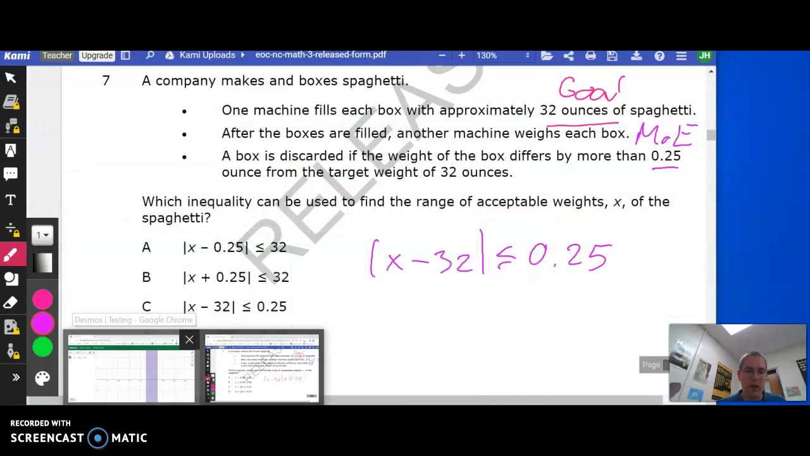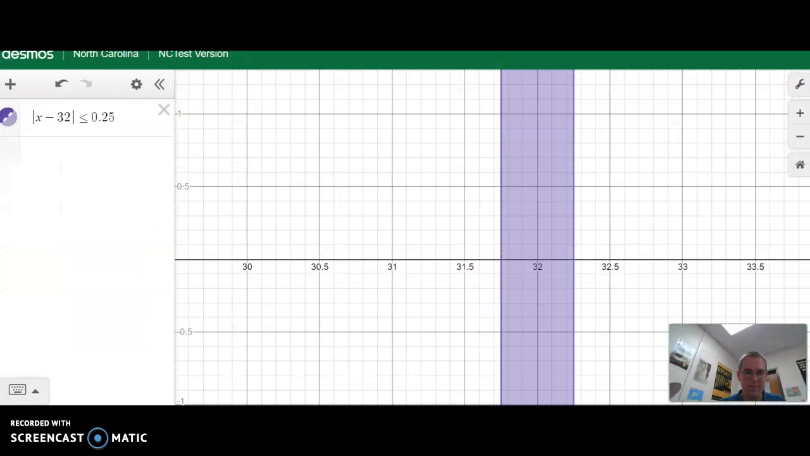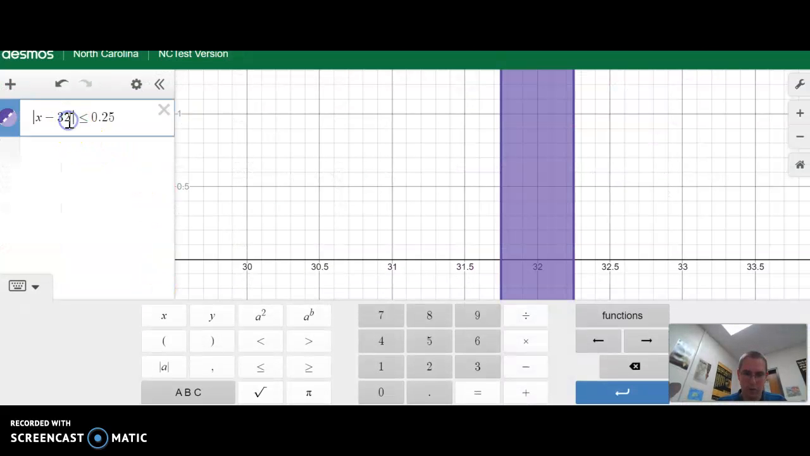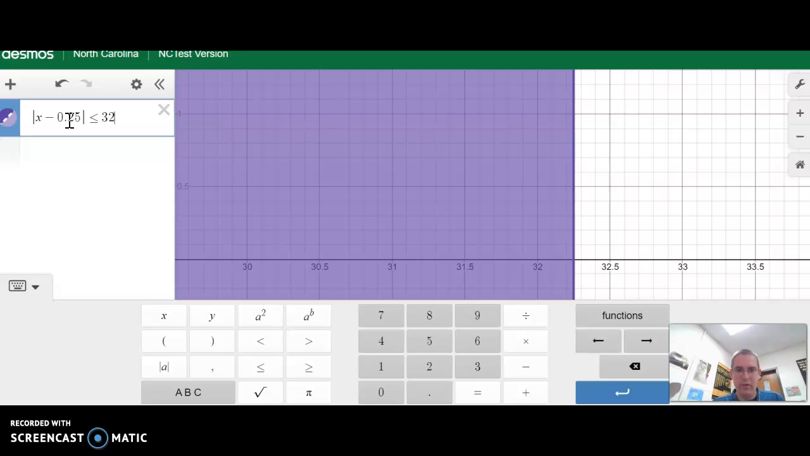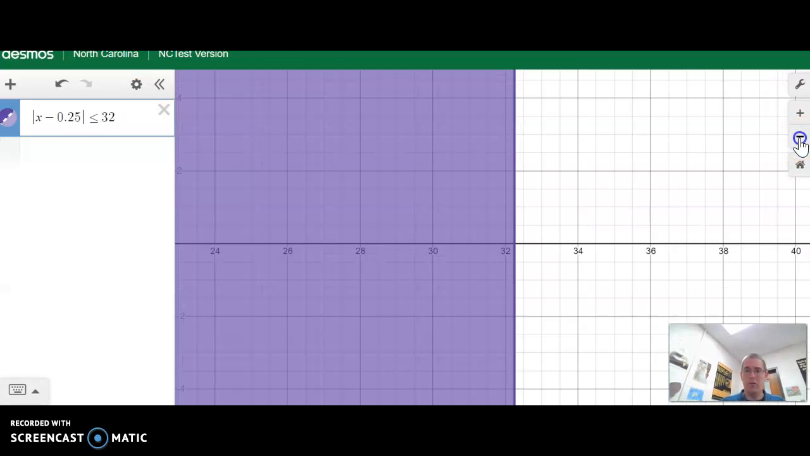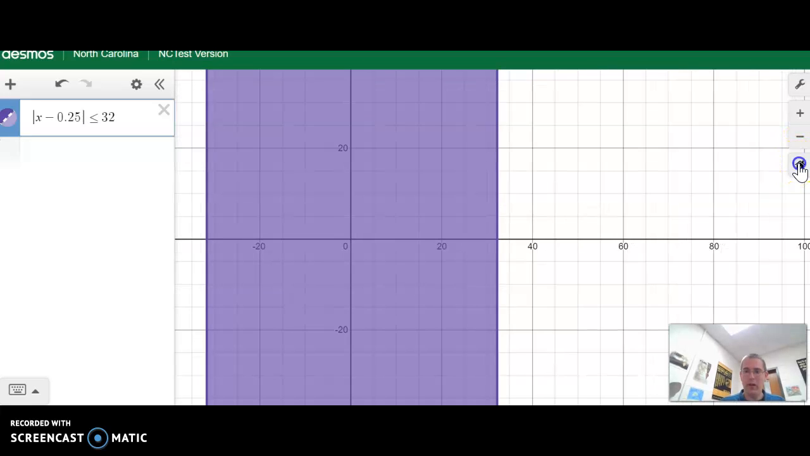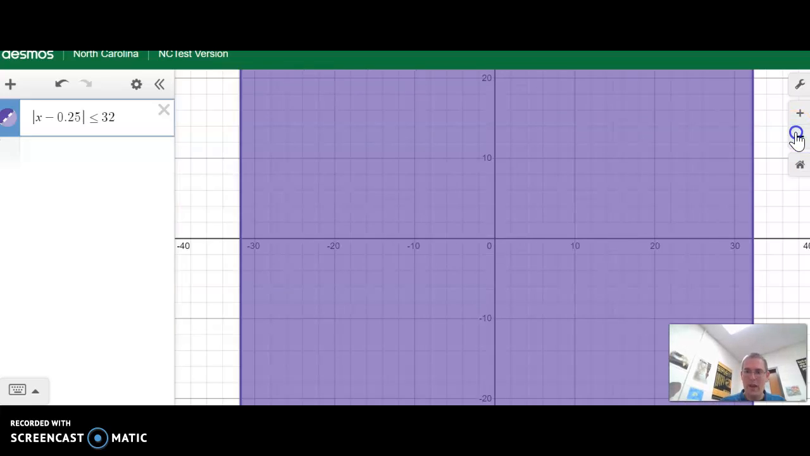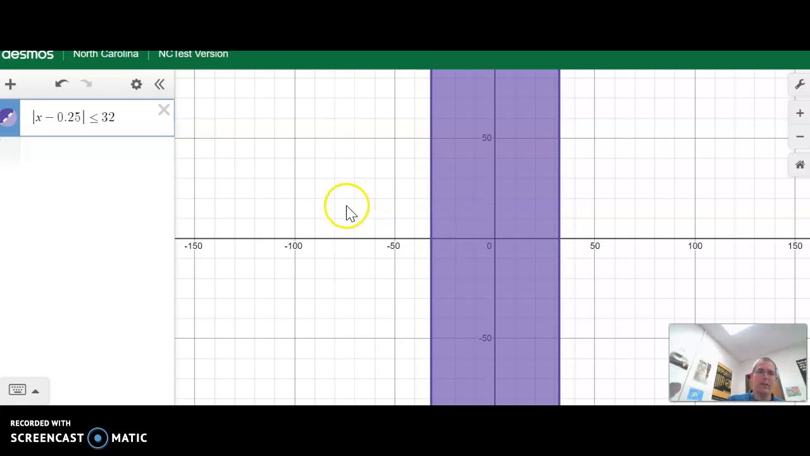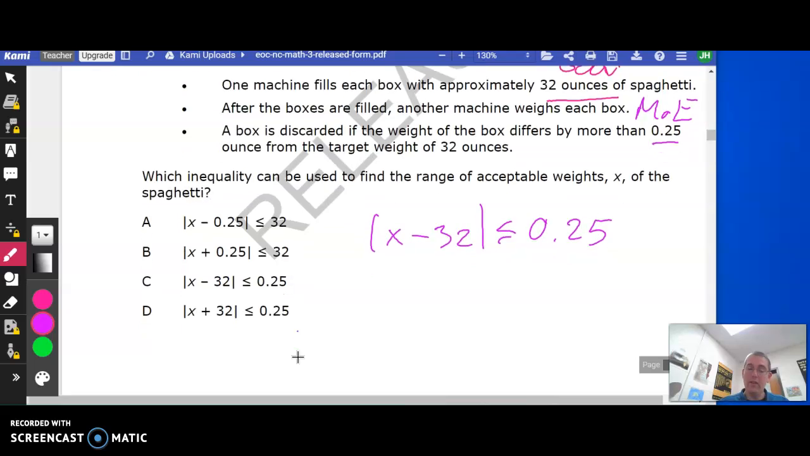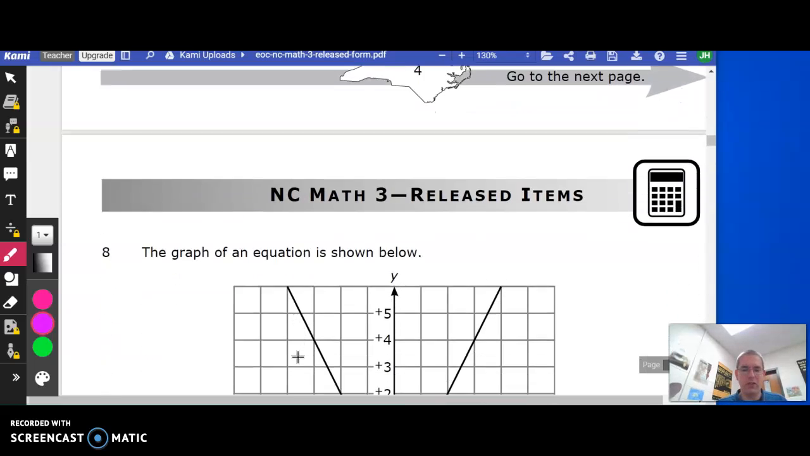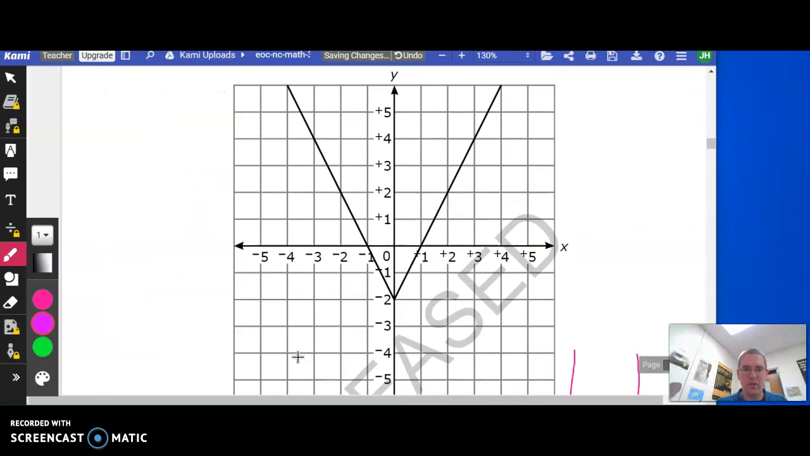If you would have tried one of the other answers, like, for example, some students get really tempted with answer choice A, you could see from that would be like, no, that can't be right, because it's saying I can have boxes of spaghetti that weigh anywhere between 32 and negative a whole bunch of ounces. So that's way too big of a range. You'd never stay in business making spaghetti that way. So that's how you can check your answer using Desmos, but I usually do those without Desmos if I can.